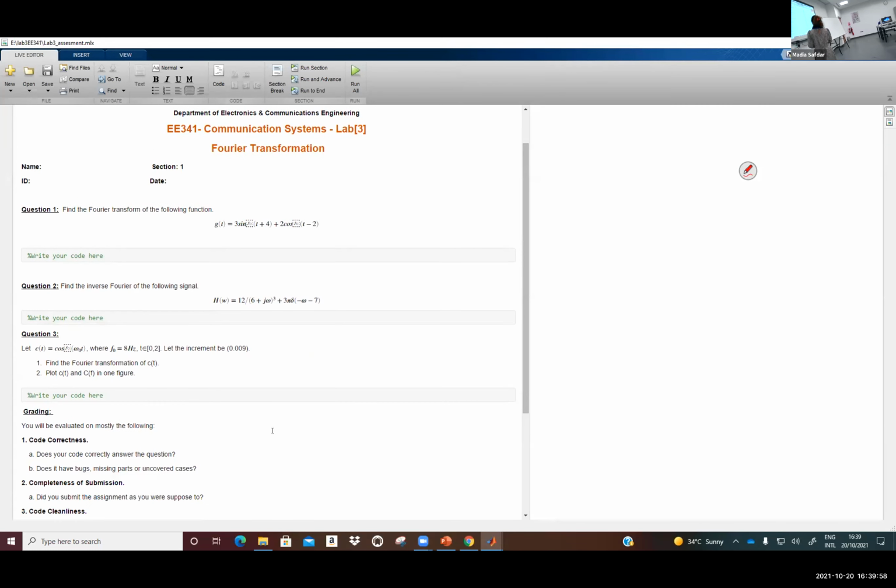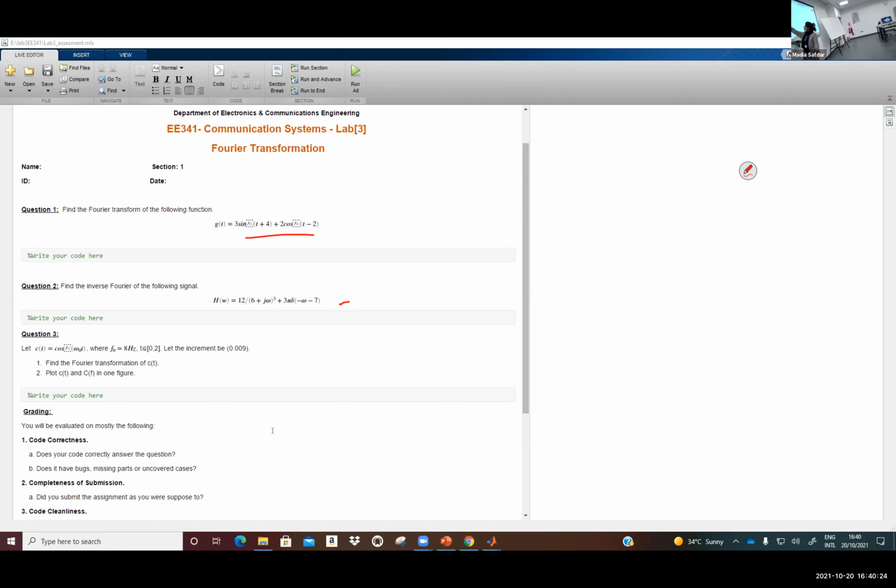So you have this signal. You have to find its Fourier transform. It is very simple. You will just define symbolic variables, write the function, and then put the command Fourier. Then inverse Fourier, same method: writing the signal and then writing the inverse Fourier.